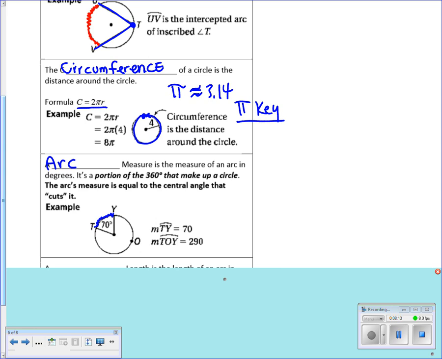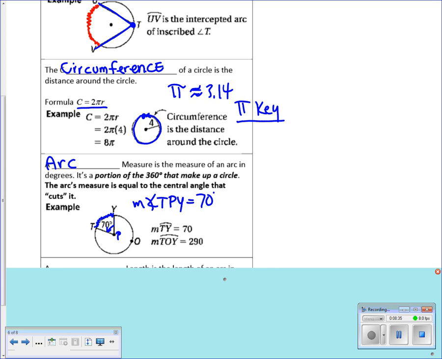Okay? As we go through this section, you will become more and more familiar with it, but make sure you understand that. Look at the drawing here, and you'll see that the angle TPY, I put a P in the drawing there, and I encourage you to do the same.